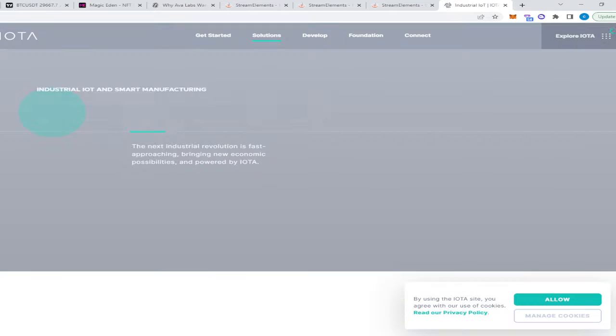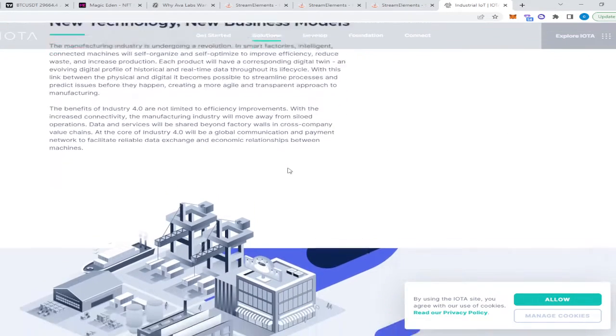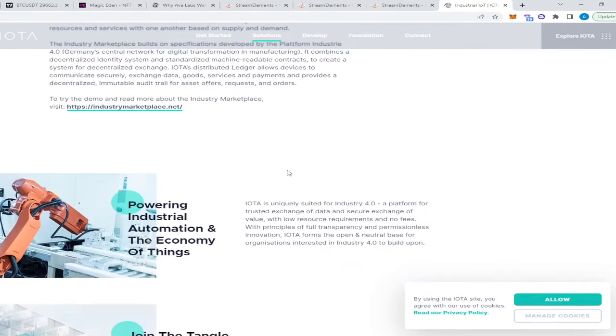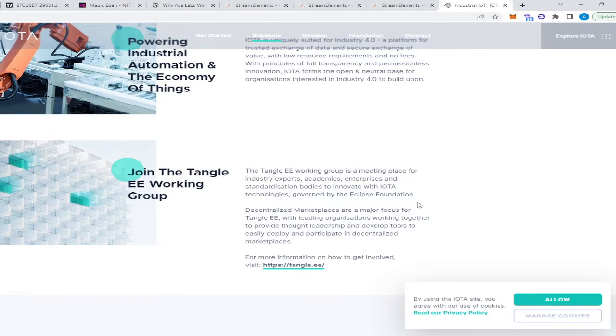So now let's look at the industrial IoT, Internet of Things and whatnot. So what technology do they have there? Let's see here. Automation and economy of things. So IOTA is uniquely suited for Industry 4.0, a platform for trusted exchange of data and secure exchange for value with low resource requirements and no fees. With principles of full transparency and permissionless innovation, IOTA forms an open and neutral base for organizations interested in Industry 4.0 to build upon. So I guess that's machines replacing humans or not as far as the workforce.